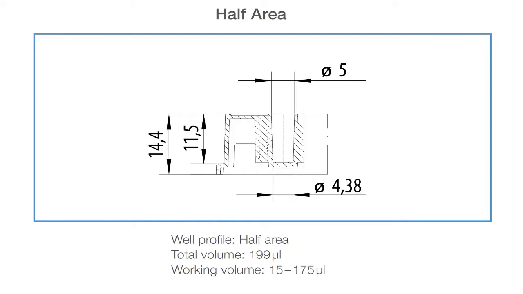The last type of 96 well plate is half-area microplate. For many applications, a reduction of sample volume is an important feature. Half-area microplates provide such capability. They can be pipetted automatically as well as manually without any problem and allow a reduction of sample volume up to 50%. The total volume of each well equals 199 microliters and the working volume of each well equals 15 to 175 microliters.